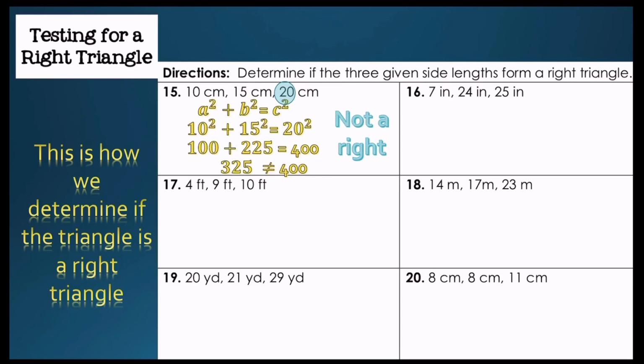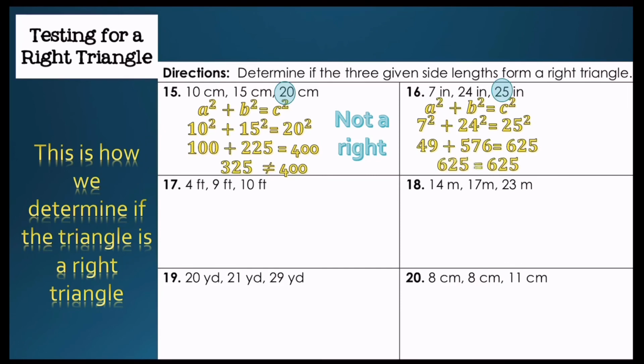Let's go look at 16. I write my formula. Look at your biggest number. This is super important. I then replace A, B, and C with their values. I square both. 7 squared is 49. 24 squared is 576. And 25 squared is 625. I add 49 and 576 to give me 625. And 625 does equal 625. So therefore, yes, it is a right triangle.